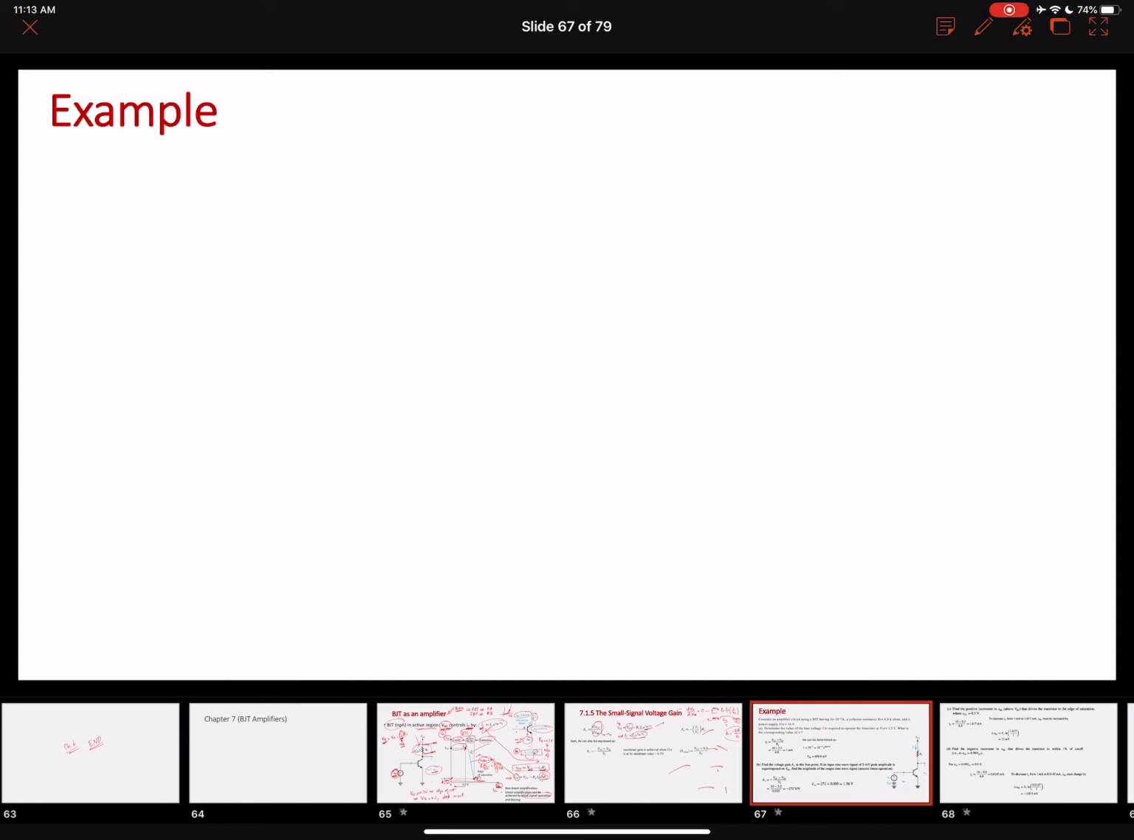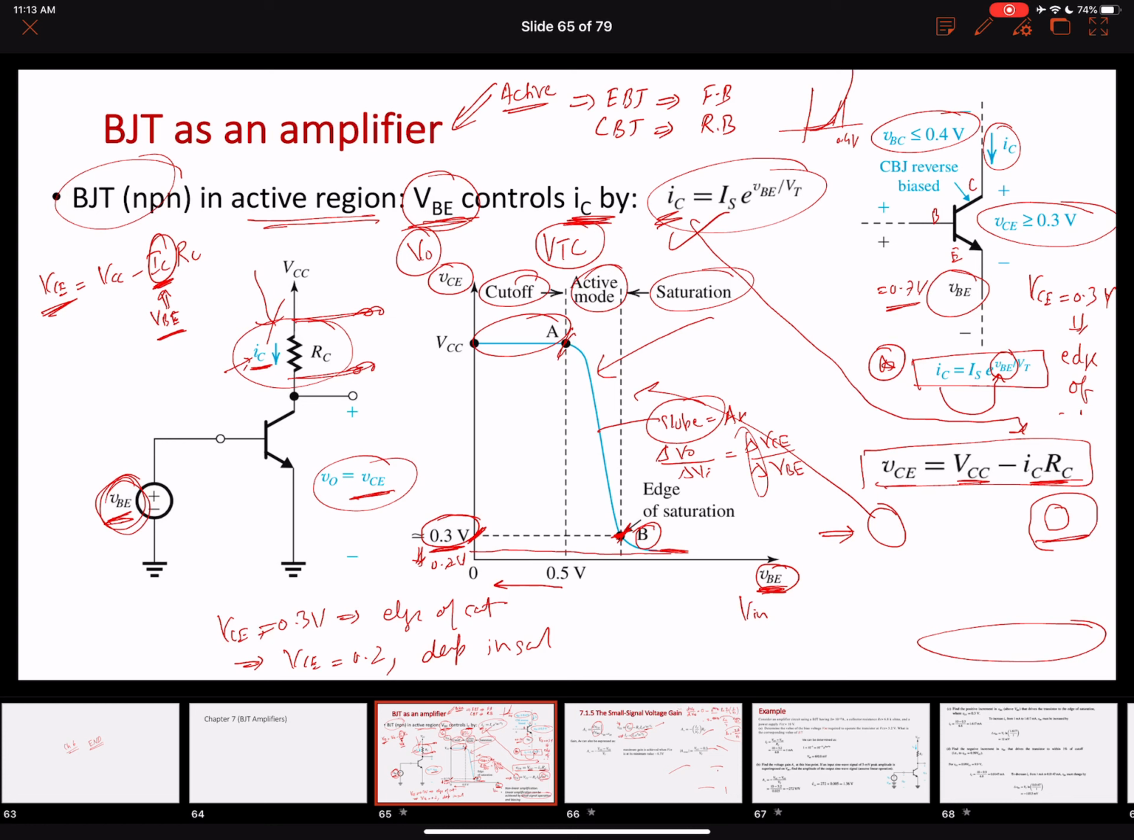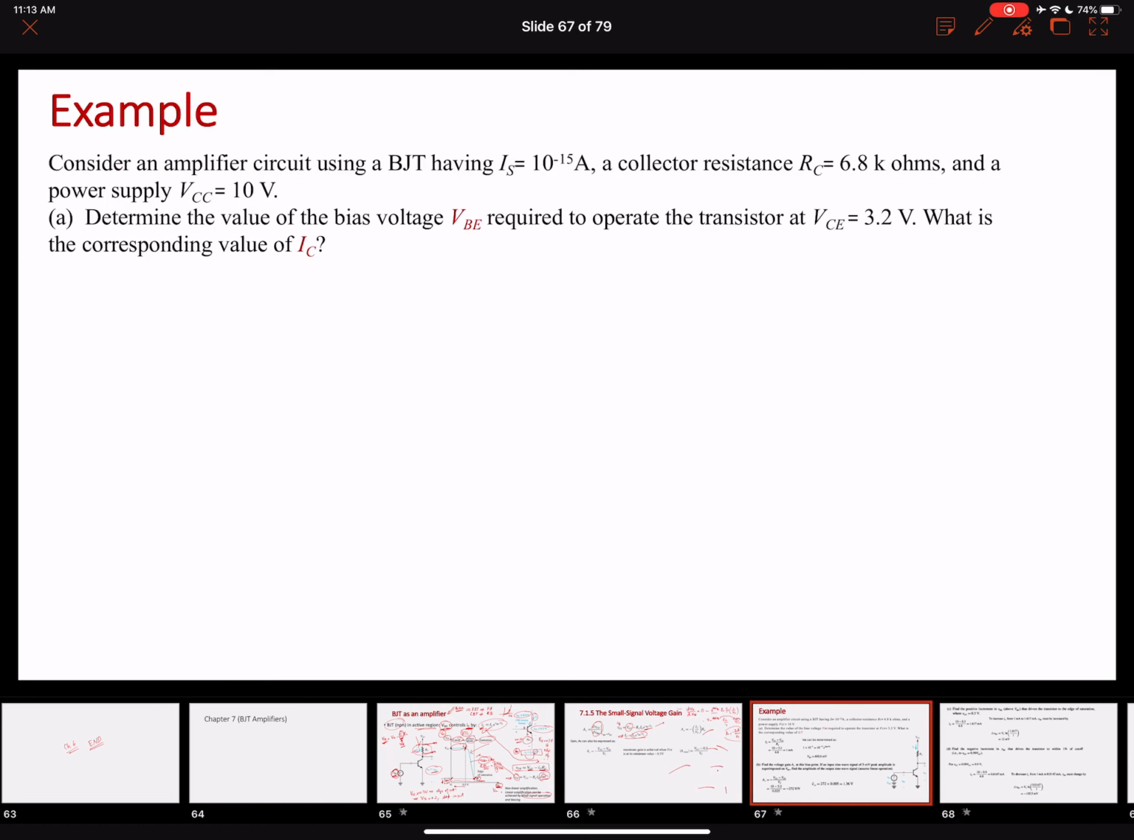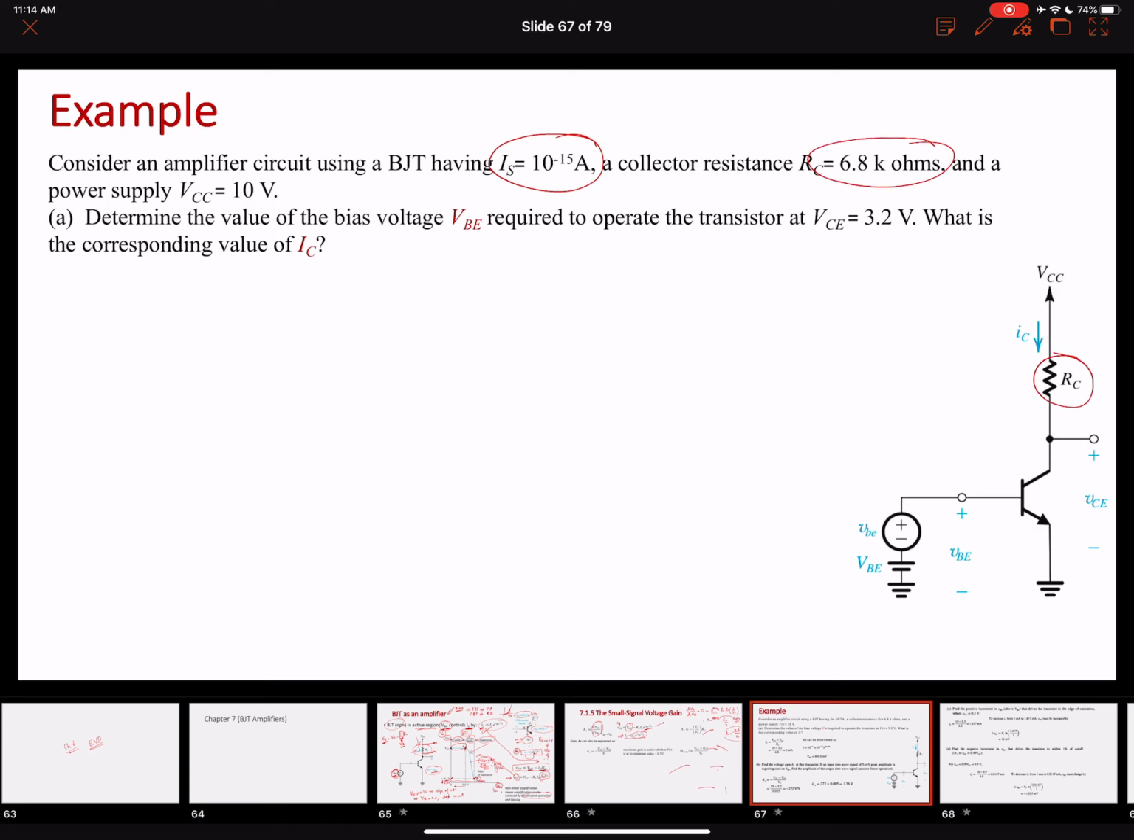So let's do one example today, which will hopefully clear up more things, especially these regions of operation, cutoff, active, and saturation, and what the allowable swing voltage values are. So let's do this example. This is a circuit. We have an amplifier circuit with a bipolar junction NPN transistor. The scaling current is 10 to the minus 15 amperes. The resistance value RC over here is 6.8 kilo ohms. The supply voltage is 10 volts. In the first step, I want to find this bias voltage, right?